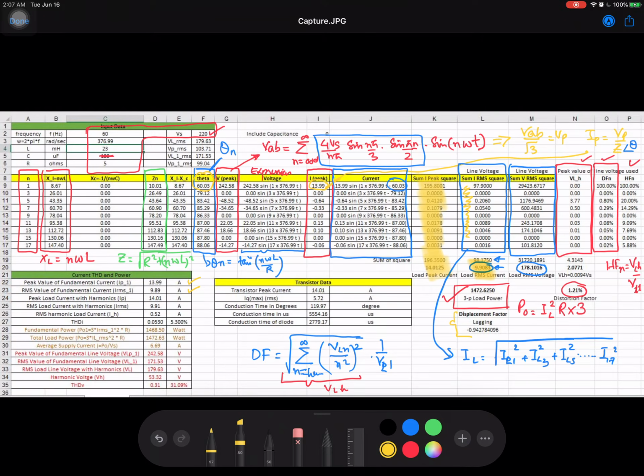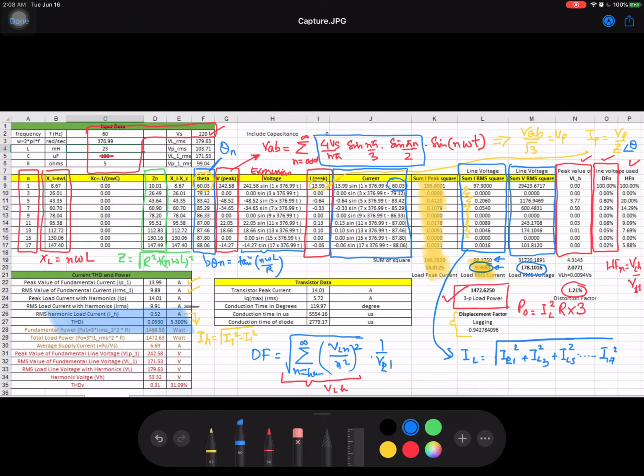Taking the square of the peak currents and then the root, you will get the net peak current. And the RMS load current with the harmonics, dividing it by under root 2, you will get the RMS current that is shown over here. And then you can calculate the harmonic contribution in the current with the help of the expression that is IH is equal to total current I total square minus the fundamental component square, rest will be the harmonic. So that is calculated over here.